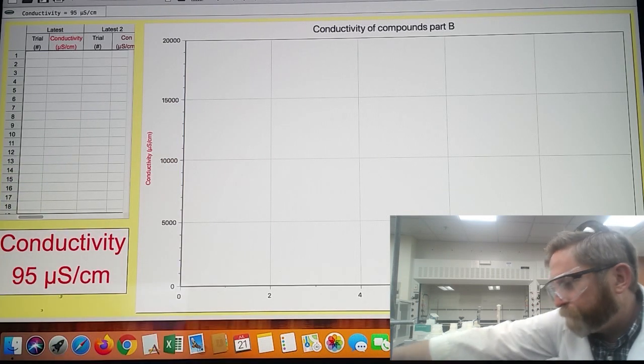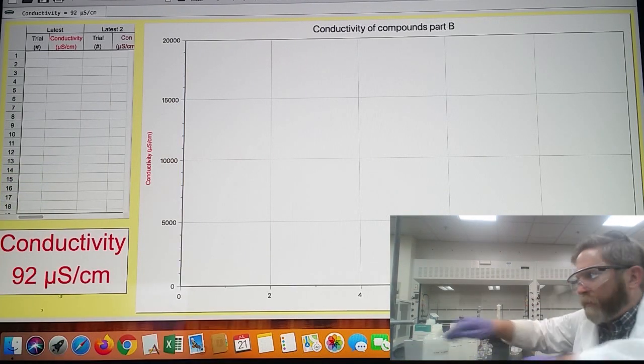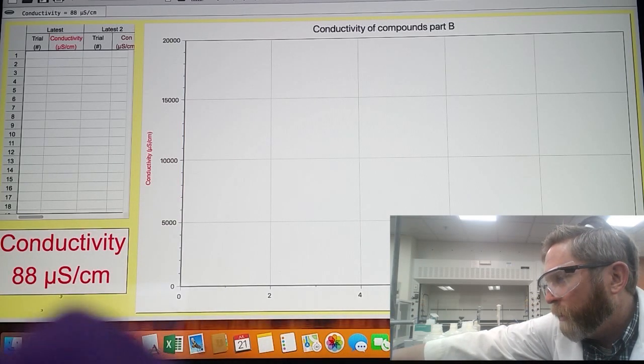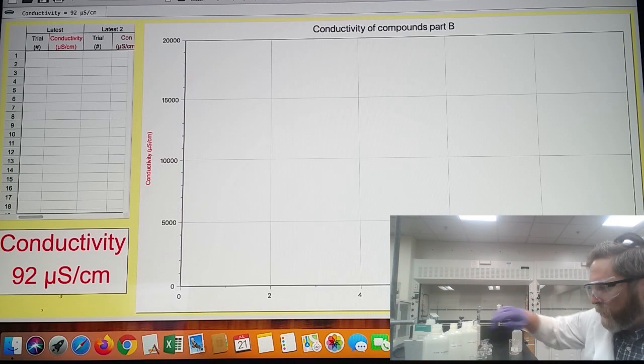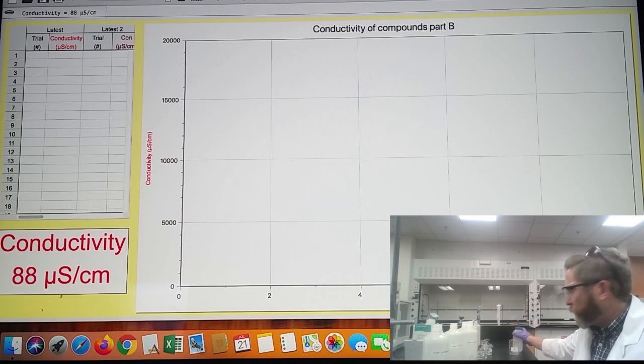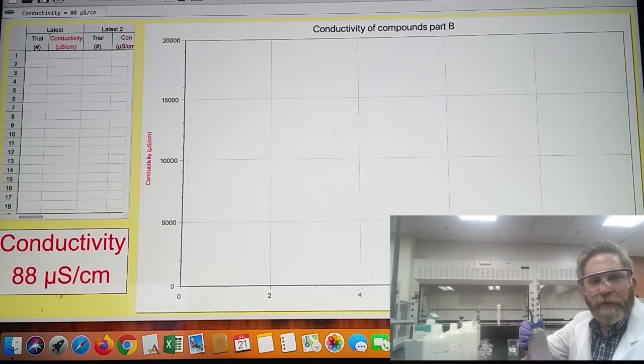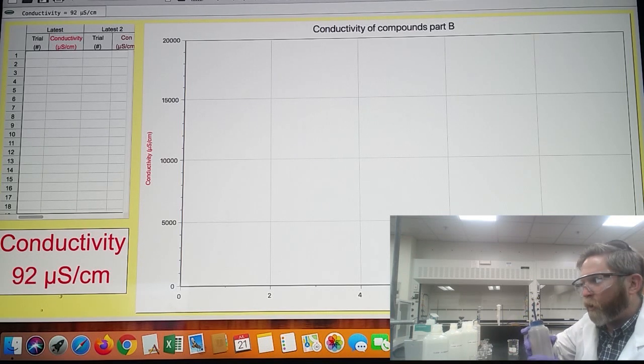So if you watch right down here in the bottom left-hand side of your screen, that's the number you're going to want to record when we take our readings. Okay? In between each of our substances, we're also going to rinse with DI water. That's to make sure that we have removed any residual electrolytic compounds from the probe.